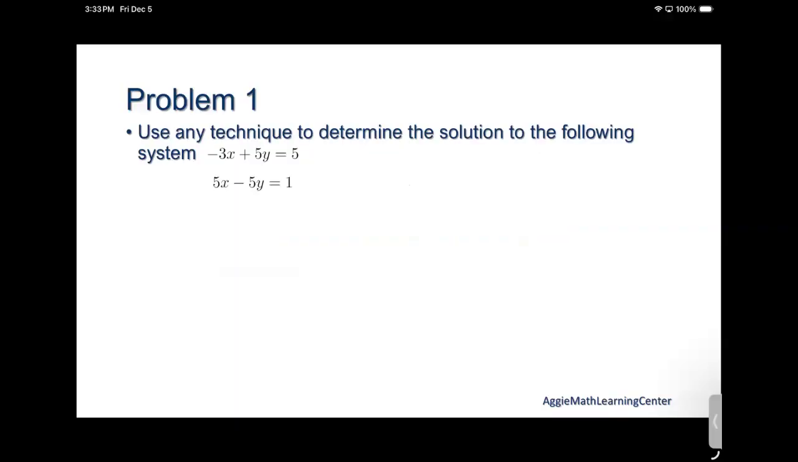So for this first problem, we have a system of equations, and we can use any technique to determine the solution of the following system. There are a couple ways we could solve this. We could use elimination, we could use substitution, or we could put it in a matrix and solve for the row echelon form or the reduced row echelon form.